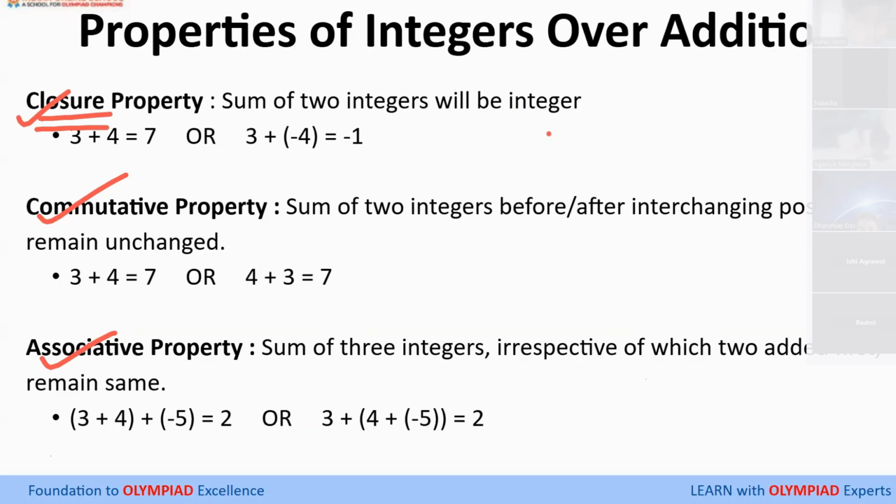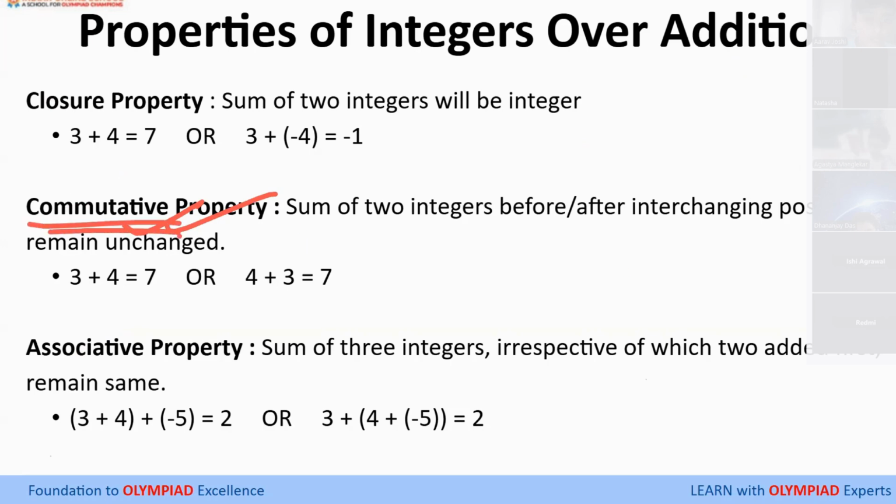What do I mean by that? 3 plus 4 is always a 7. It can never be 7 by 2 in fractions or 0.7 in decimals or in percentage. No. Integers lead to an integer itself. No fractions, no decimals, nothing. Right, all of you? Next comes the commutative property.